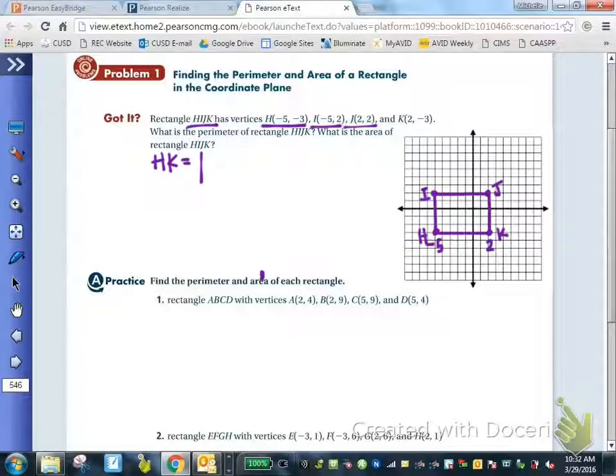So we're going to do the absolute value of -5 minus 2, which gives me the absolute value of what? -7. So the distance between H and K is 7. So if the distance between H and K is 7, what's the distance between I and J? Also 7. So let's do JK.